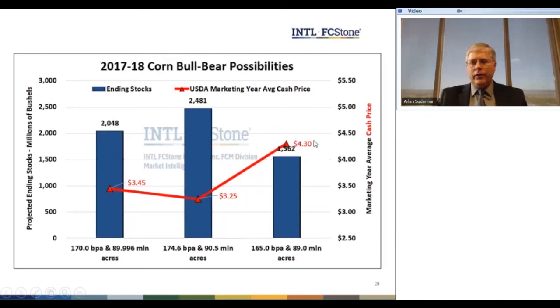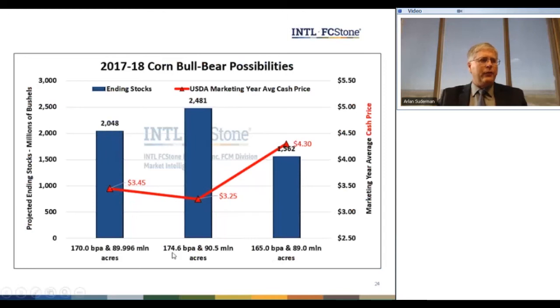This outlook is not significantly changed from last month when I presented. I'm still looking at, if you use a 170 bushel yield, which is slightly below where USDA is at. I think my model right now is at 169. If you use USDA's acreage, it comes out to a little over 2 billion bushels. Nothing to get too excited about. It's not bearish. It's not bullish.